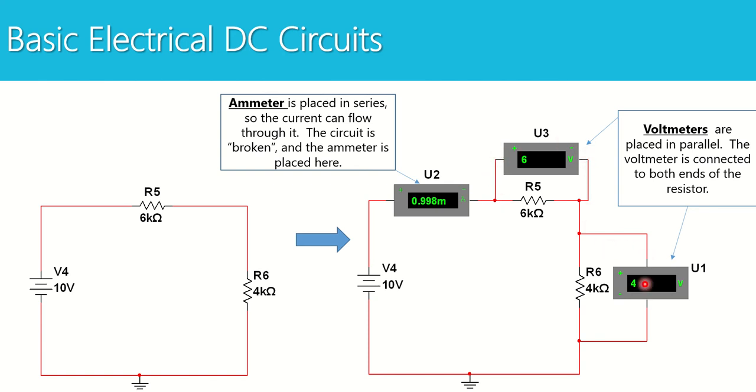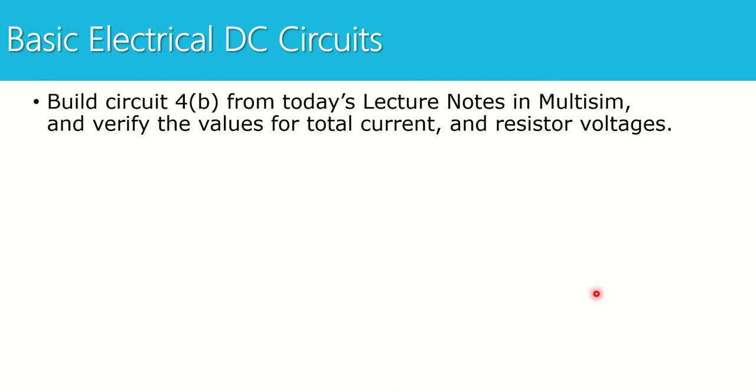How we do this in Multisim is something that will be discussed in class and in a future video, but this is just an example of how we would add a voltmeter to measure voltage and an ammeter to measure current. So notice the ammeter is reading 0.998 milliamps, or very, very close to 1 milliamp, which is what we calculated by hand. And the voltages across R5 and R6 are 6 volts and 4 volts, exactly what we calculated by hand. So we can always use Multisim to check our work and make sure that what we calculated by hand is correct.